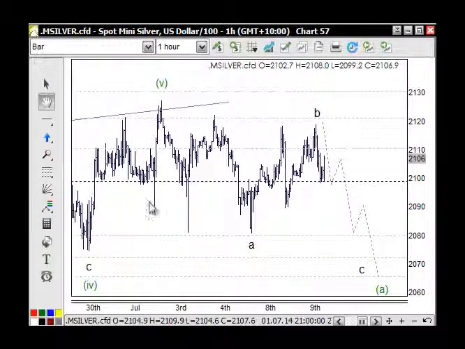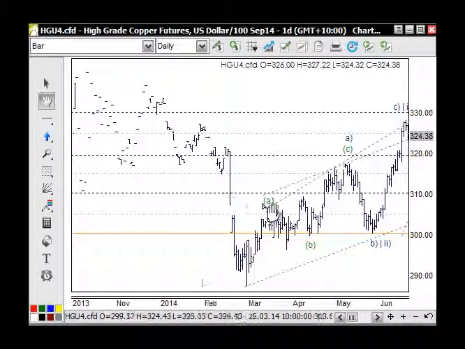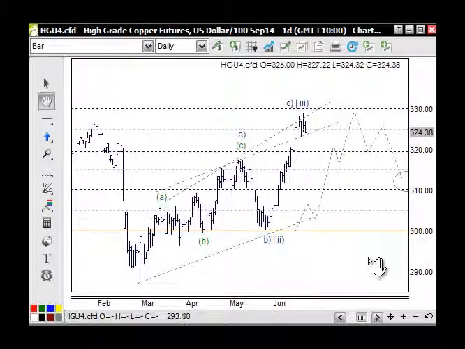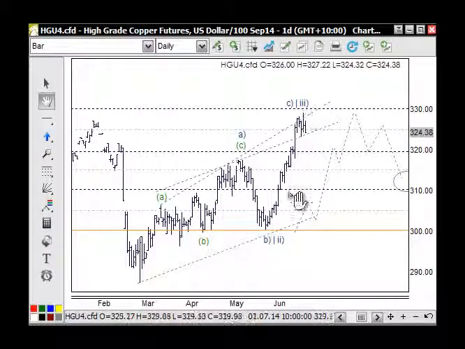Okay, the copper market, as you know, we've been looking for a high in this market, trying to work out the five-wave structure in this move up through here. There's a reasonable chance that it's in play. We can see that at least it's stalling here at the moment. It's looking a little bit weaker.